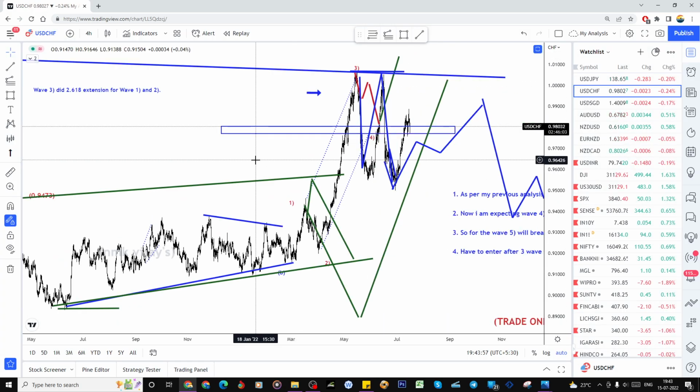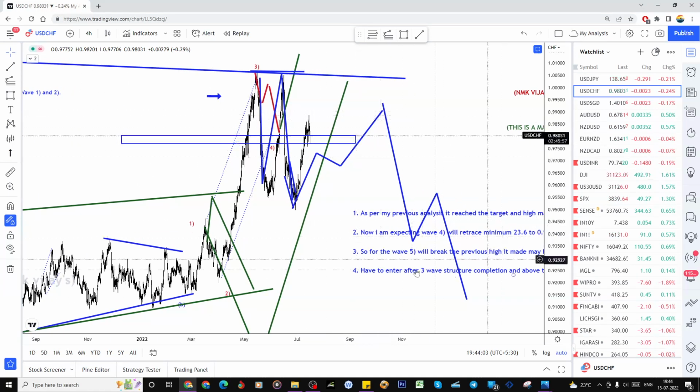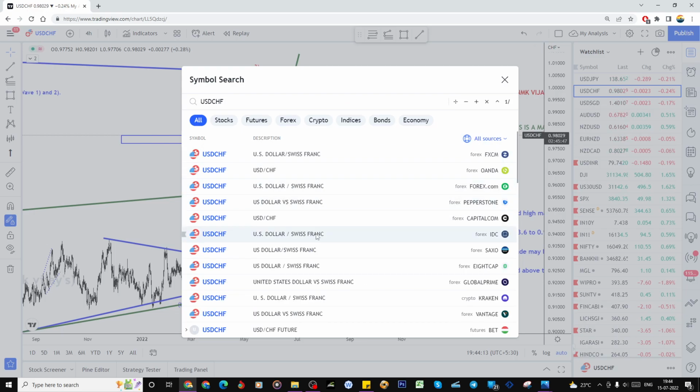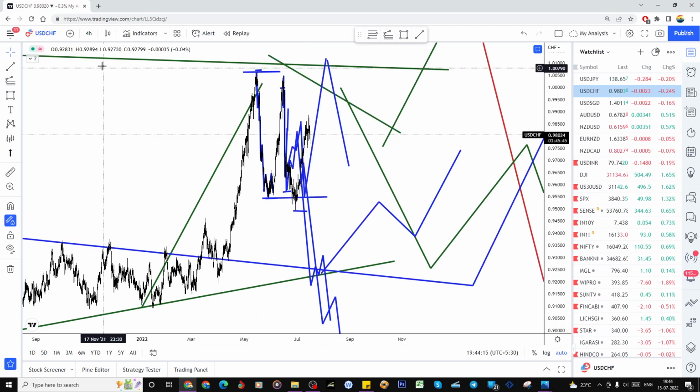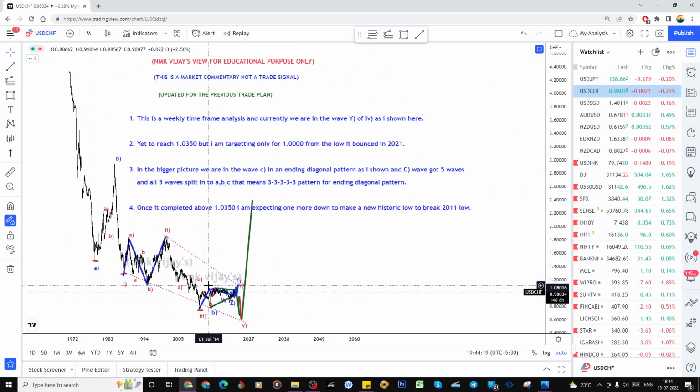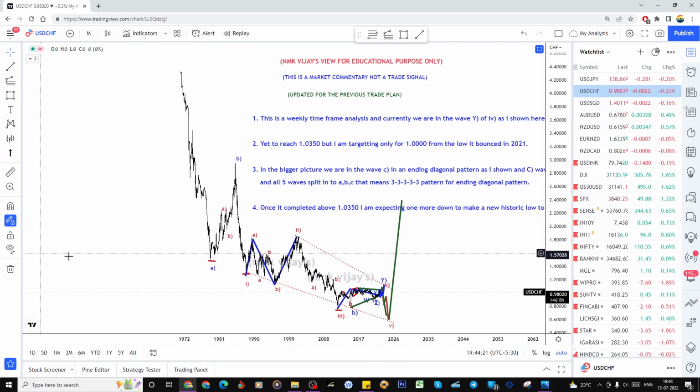Next, USD CHF. So CHF also I already explained here, right? 1 2 3, and I'm expecting only the downtrend. It's not in an uptrend. I said this is not in an uptrend, because why? I'm already clear in my view, because I'm having that positional wave count. This is the positional wave count. A, B, 1, 2, 3, 4. We are in the fourth wave.